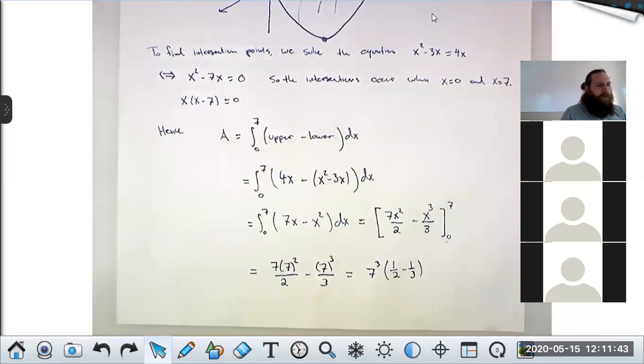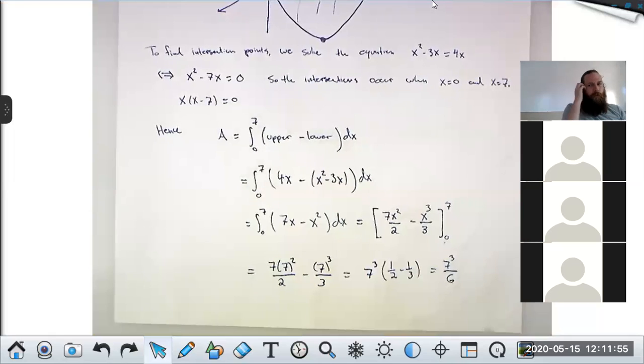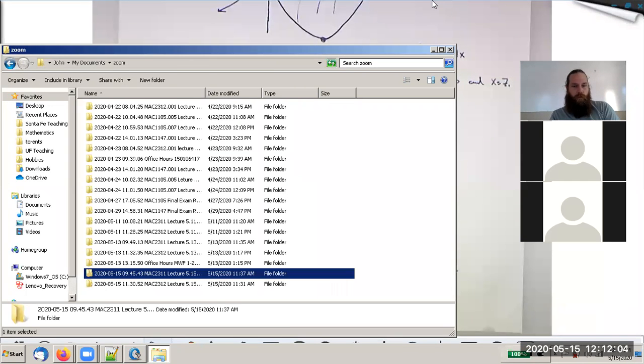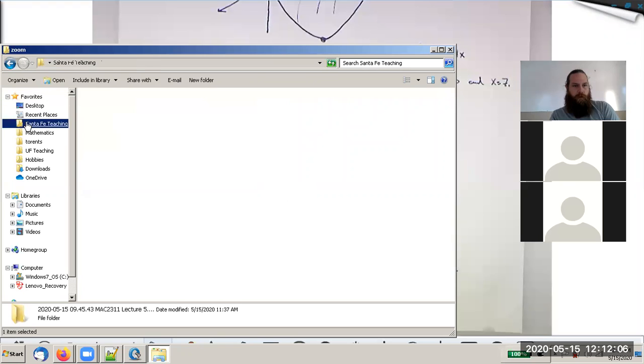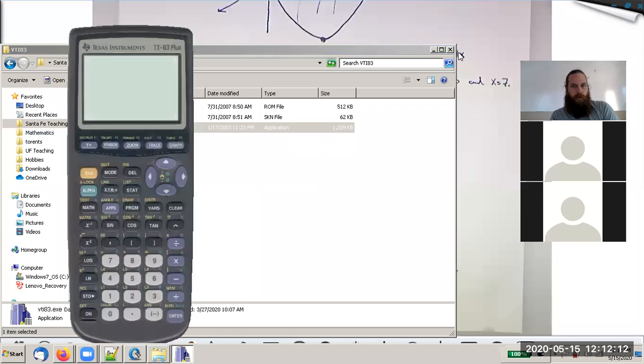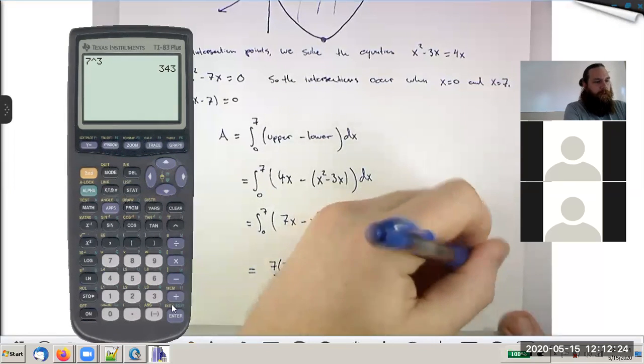I don't know what 7 cubed is off the top of my head. It's 49 times 7. I don't really care. But 1/2 minus 1/3, that's 1/6. So this is 7 cubed over 6. And then if we want to, we can compute 49 times 7, or 7 cubed. Do I have it here? No. Without my virtual TI-83, it's useful from time to time. All right, so what is 7 cubed? 343. So this is 343 over 6.